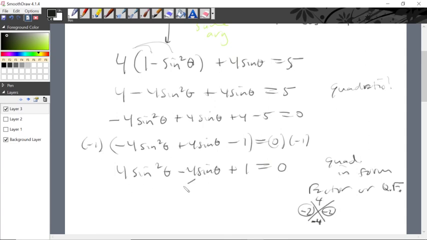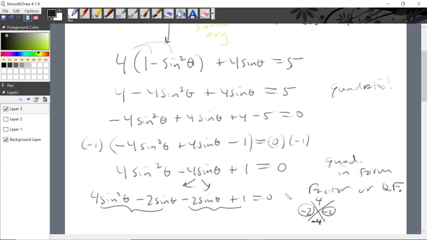So we can split this middle term into two terms. I'm going to write this as 4 sine squared theta minus 2 sine theta minus 2 sine theta again, plus 1 equals 0. And then I'm going to do factoring by grouping.